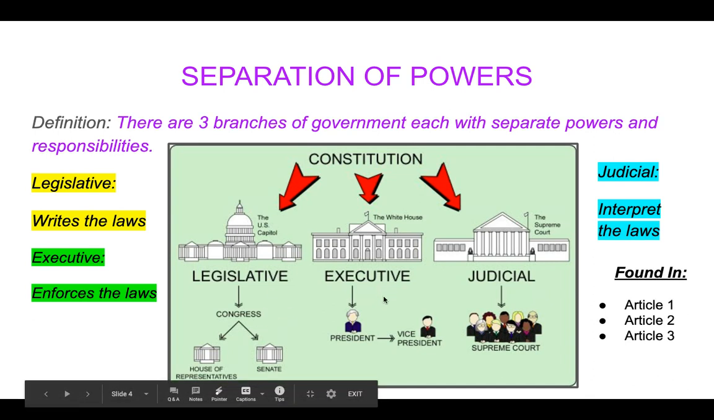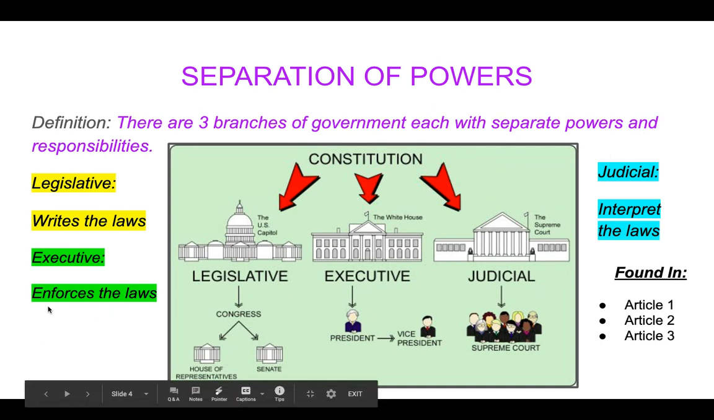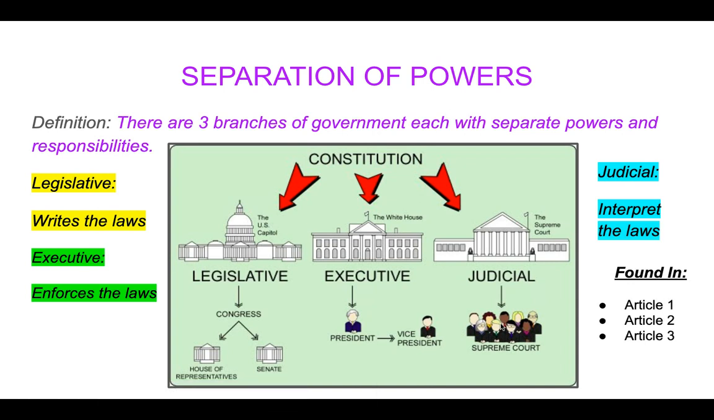The executive branch. We think of that as the president and the vice president, but it's really anybody who enforces the laws. So there's a lot of parts to the federal government that is the executive branch, but they enforce the laws. Then we have the judicial branch. Think of that like the Supreme Court, the very top of it. The judicial branch's job is to interpret the laws. So here's how this works. And then they're found in the first 3 articles of the Constitution.